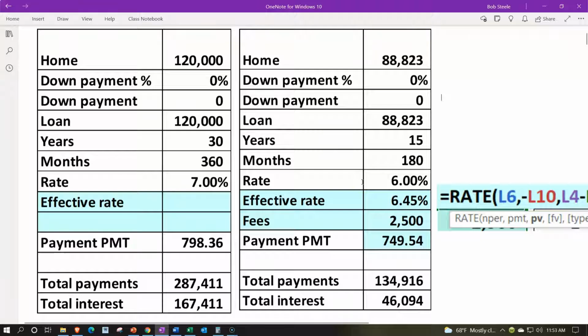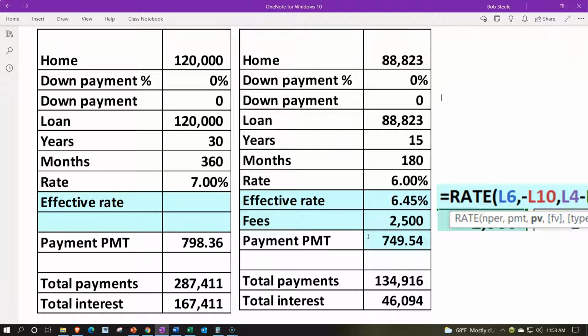However, we're going to have to pay for the fees. So we have to estimate what the fees are. We're going to assume that they're going to be $2,500. Those fees are generally paid up front in the refinance. So then we can calculate the effective rate. We'll take a look at that in more detail. And then we've got the payment calculation at 749.54. So then, of course, the question is, is this a good idea or not?